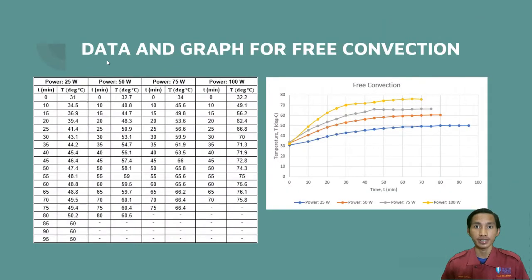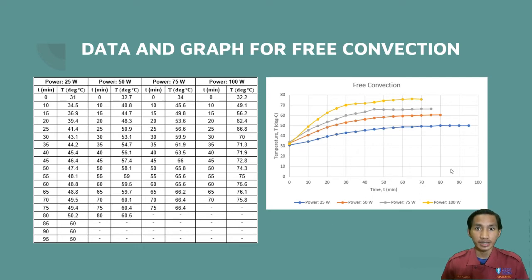Okay, this is the data and graph for free convection. We have to collect data for power 25 watt, 50 watt, 75 watt, and 100 watt. So these are the data that we have obtained from the experiment for each power. After all the data are gathered, we create a graph of free convection for temperature against time.